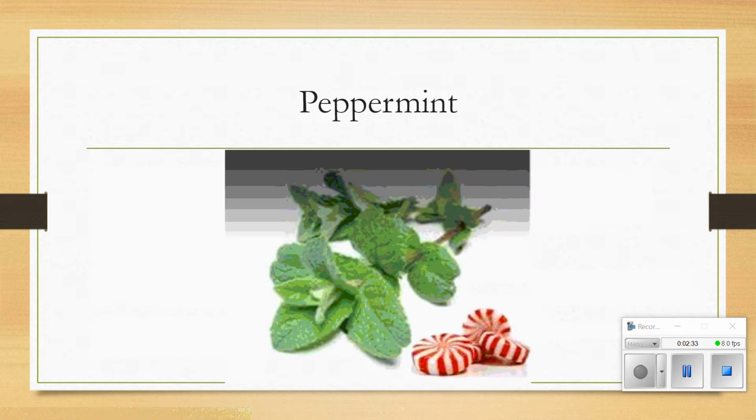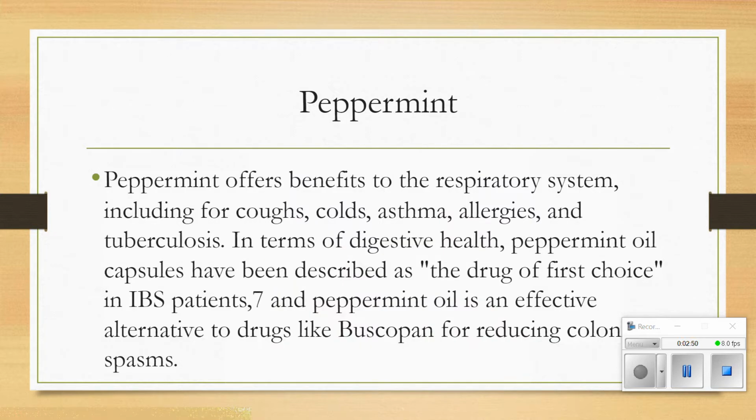And you have peppermint. As you may know, a lot of times when you go to a Mexican restaurant or like Sonic, they're going to give you a peppermint with your meal. That started way back in the 1800s when restaurants became popular. At the end of the meal, they give you a peppermint. That peppermint would calm your stomach. It would make you less nauseous. That way you would return to that restaurant and give that restaurant business once again. So it offers benefits to the respiratory system, good for colds, coughs, asthma, allergies, and tuberculosis, okay? And it's good for your stomach.